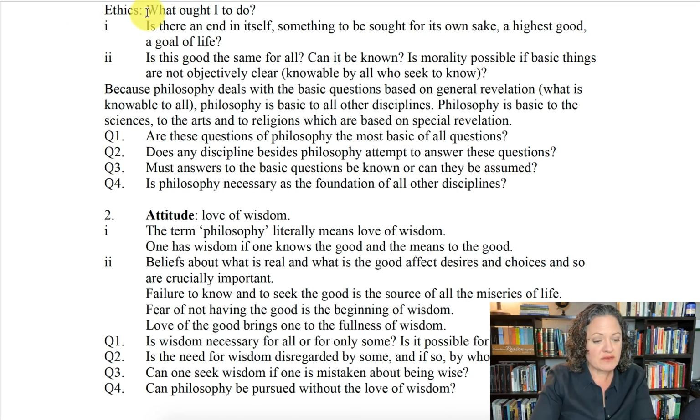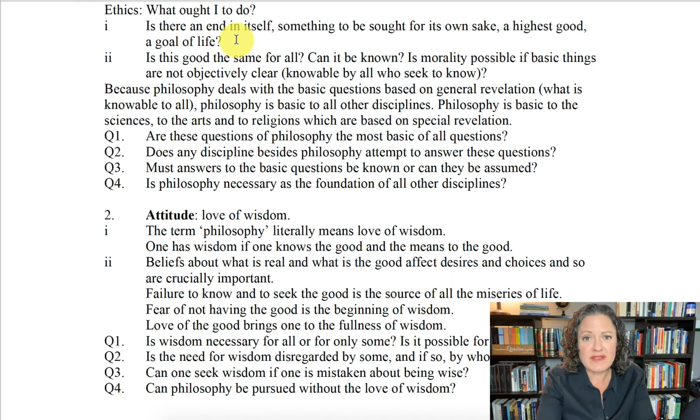So the question of ethics, what ought I to do? Now, this is exciting stuff. Is there an end in itself? Do you know what an end is? An end is like a goal. Is there a goal of all goals? Is there an end in itself? Something to be sought for its own sake, a highest good, a goal of life.